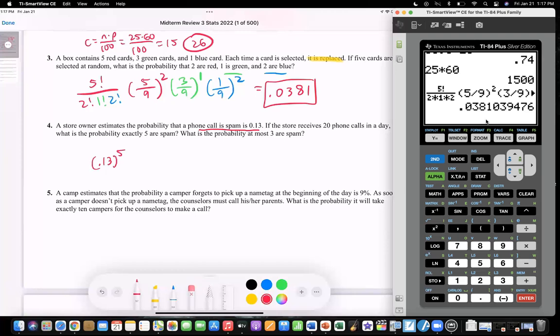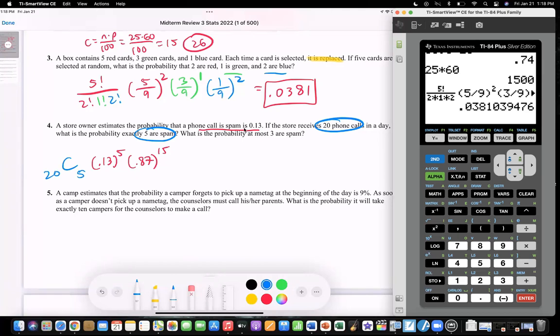So I can simplify that to 0.13 to the 5th. And remember, if I have 5 phone calls that are spam out of the 20, that means 15 are not spam, right? So that means these 15 are not spam. Okay, so if it's a 13% chance it is spam, that means it would be an 87% chance of not spam. And we want 15 of those. Okay, so now I just need the arrangements, right? So we have 20 phone calls, and I want to arrange how those 5. So 20C5.